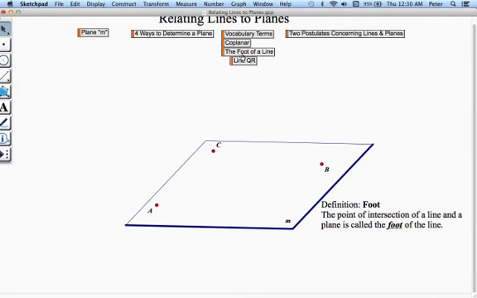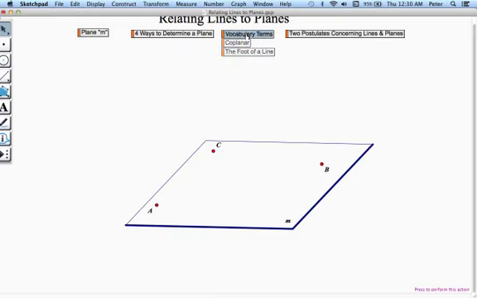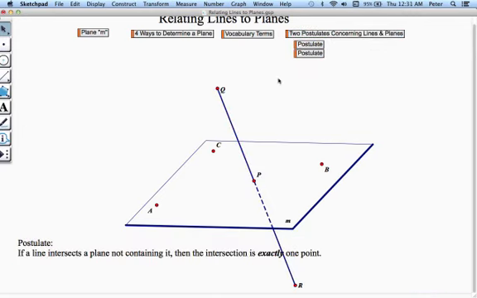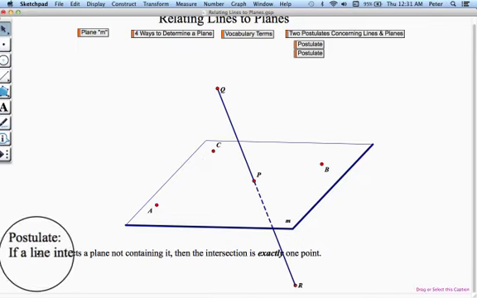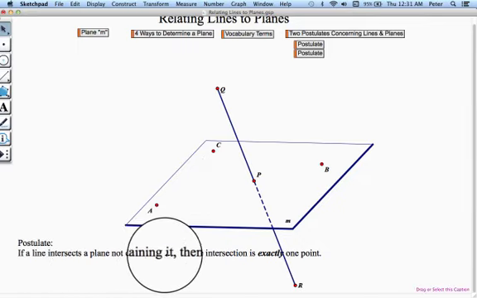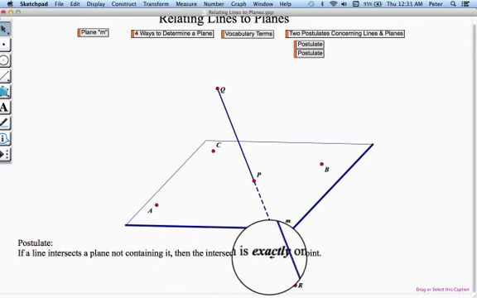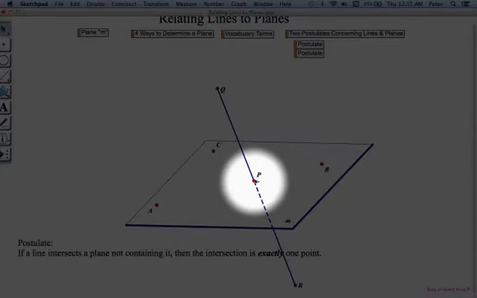Okay, let's go back then and look at two new postulates concerning lines and planes. The first one says that if a line intersects a plane not containing it, then the intersection is exactly 1 point. Now, we just named that. So what this is saying simply is that a line and a plane, when they intersect, if the line is not in the plane, then the intersection is just 1 point. And as we just learned, the name of that point is the foot.